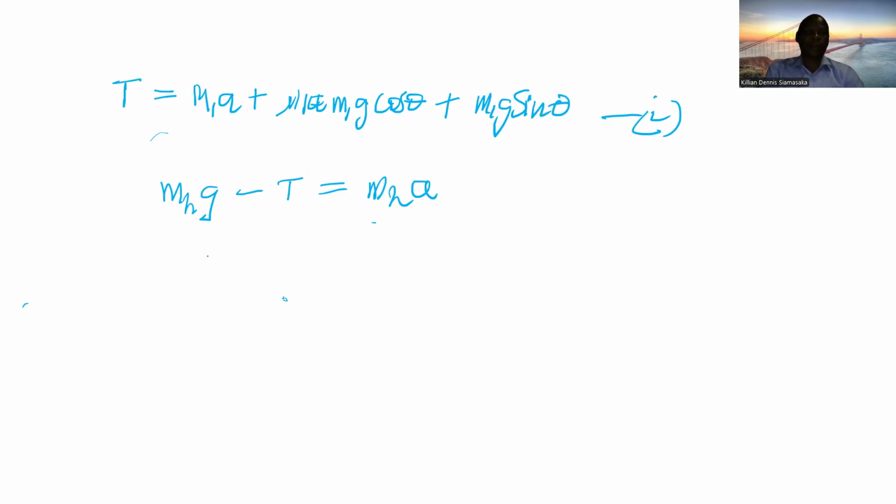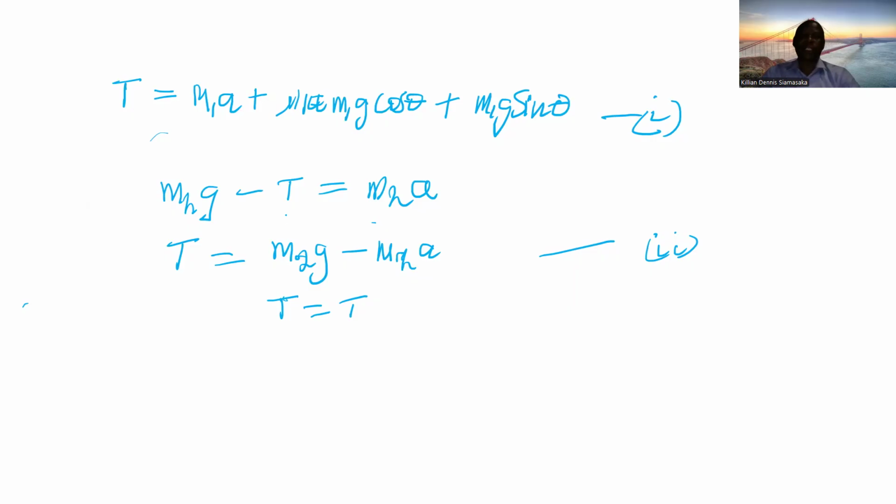So we can also get the tension, make T the subject of the formula. So T is equal to m2 g minus m2 a, mass 2 multiplied by the acceleration. We have merely taken the tension to the other side. And this gives us equation number 2.